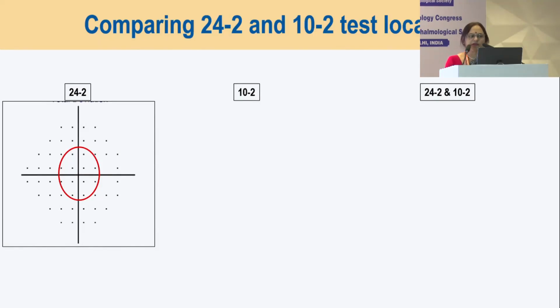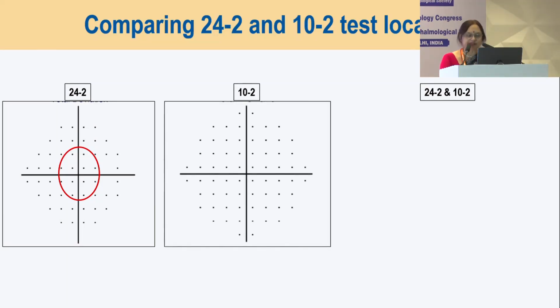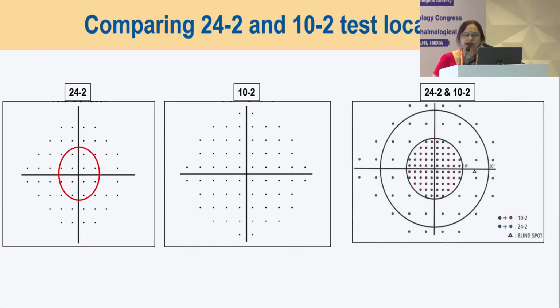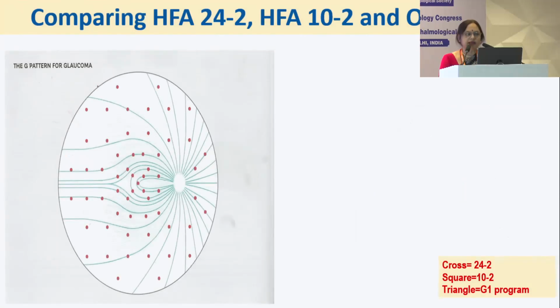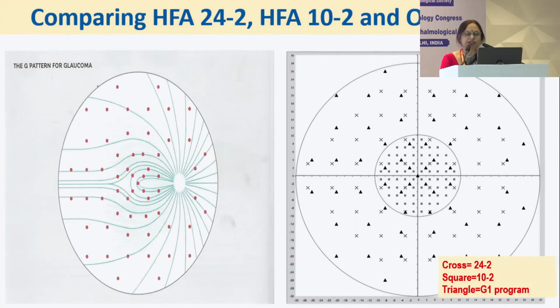Here I am comparing 24-2 and 10-2 test locations. In 24-2, in the central 10 degrees we have 12 points, whereas in 10-2 we have 68 points. Now just see, only 12 points belong to 24-2 to understand or measure the problem in central visual field defect, whereas 10-2 has 68 points. Here I am comparing HFA 24-2, HFA 10-2 and Octopus G1.